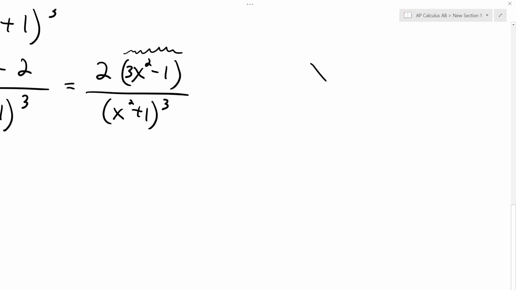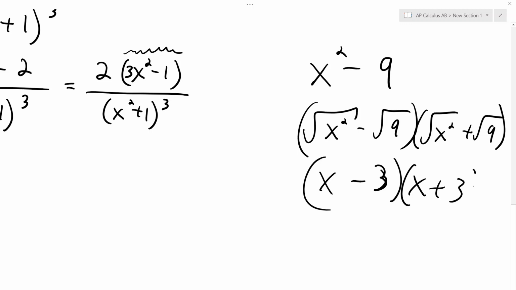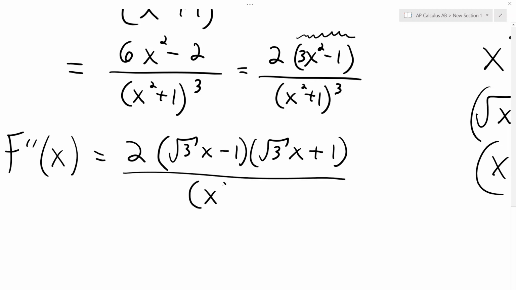Anytime you have something like this case here, x squared minus 9 is going to factor into the square root of x squared minus the square root of 9. This is almost automatic. You're so used to seeing this that you don't even need that step. You do x minus 3, x plus 3. If they're uglier things, it doesn't matter. You're just going to get the square roots of them. So we get the square root of 3x minus 1 and the square root of 3x plus 1, and that's all over x plus 1 cubed.